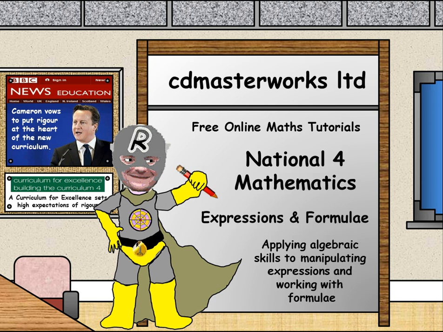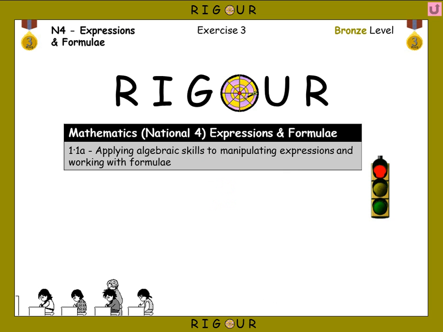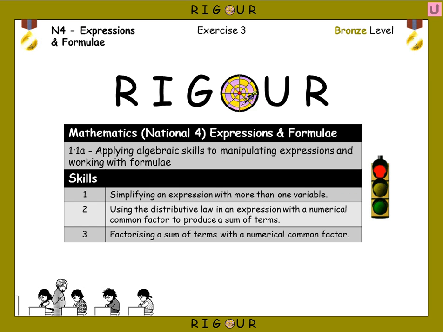Today we're going to be looking at assessment standards from the expressions and formulae unit, applying algebraic skills to manipulating expressions and working with formulae. So the three skills we're going to focus on today from assessment standard 1.1a at bronze level are skill 1, simplifying an expression with more than one variable, skill 2, using the distributive law in an expression with a numerical common factor to produce a sum of terms, and skill number 3, factorising a sum of terms with a numerical common factor.